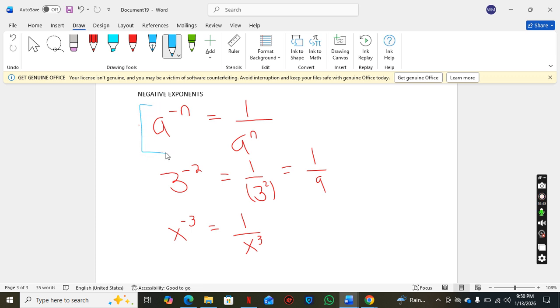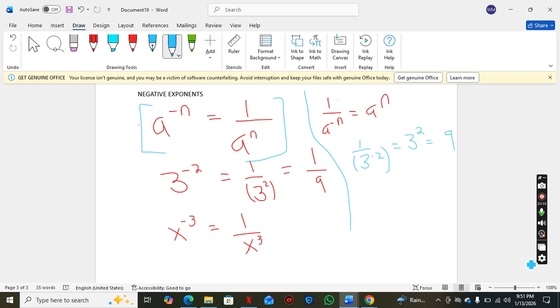Then there's also another variant of this rule. Okay, this is the variant, 1 over a to the power negative n is the same as a to the power n. So if you see, for example, 1 over 3 to the power negative 2, it's the same as 3 to the power 2, which gives you 9.